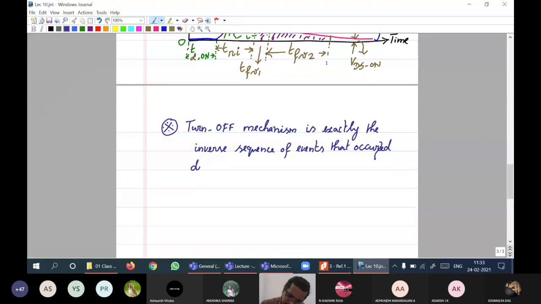I am having a meeting, therefore I am in a hurry. Fine. Okay. So this completes MOSFET.